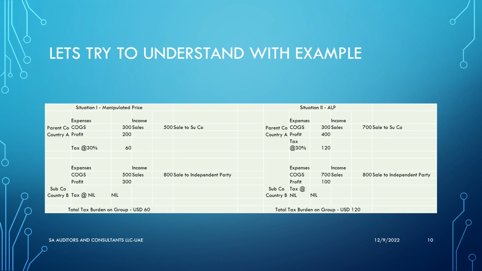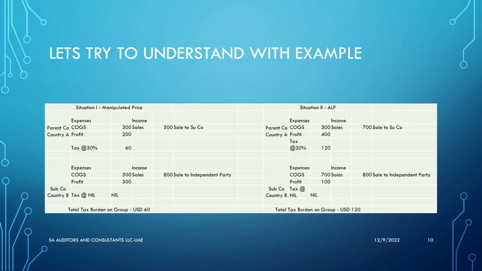Coming to country B, their cost of goods sold is 500 because they purchased at 500 from their parent company, and they sold at 800 to an independent party, and they make a profit of $300, and the tax rate in country B is nil. So the total tax burden will be $60 on both companies, on the group.